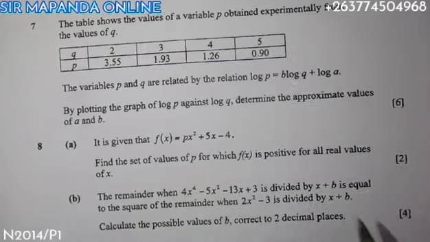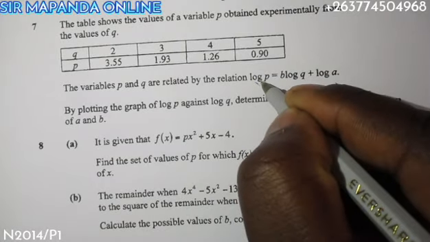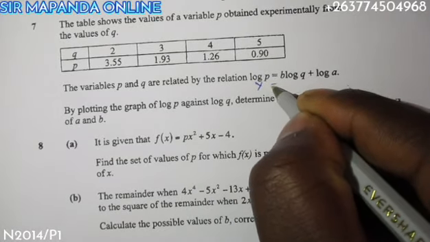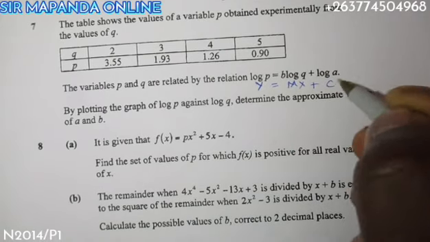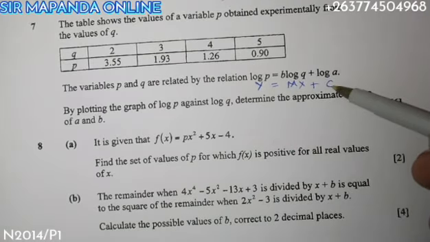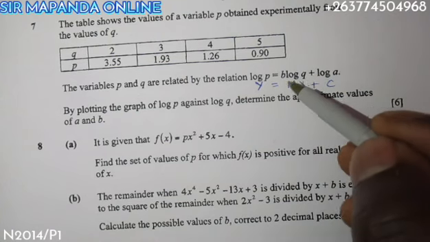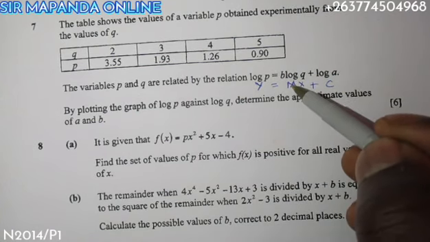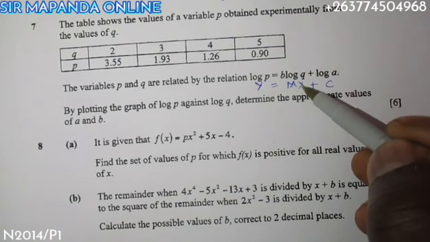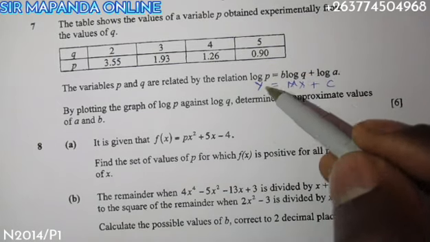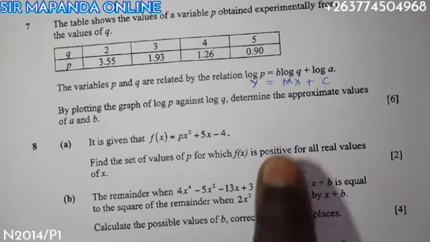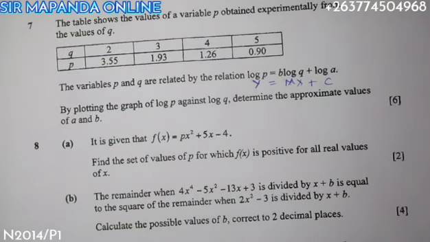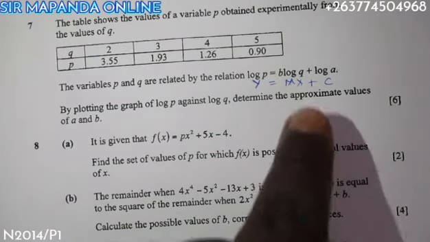So according to linear law, log p represents y. So y is equal to mx plus c. So log a is representing c, the y-intercept. B is your gradient, which is m. Log q is your x. And log p is your y. So you simply prepare a new table of values, which is in line with this relation or this equation.